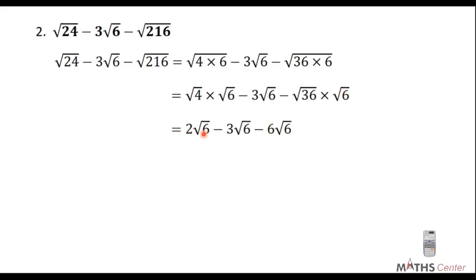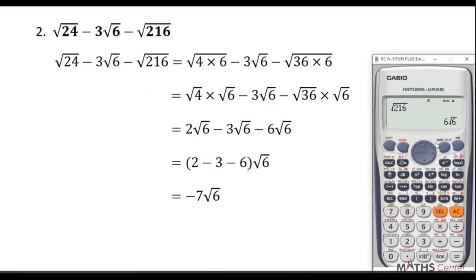So from here you can see that the number under the square root sign is 6, the one here is 6, the one here is also 6, so we can subtract the numbers in front of the square root sign. So we are going to have 2 minus 3 minus 6, then square root of 6. 2 minus 3 minus 6 will give us minus 7 root 6. So you can also try this on the calculator and check your answer to see whether you are correct.